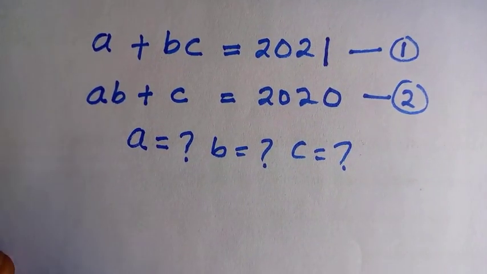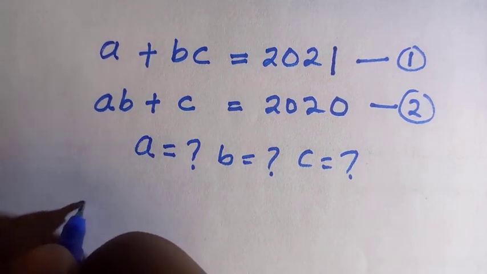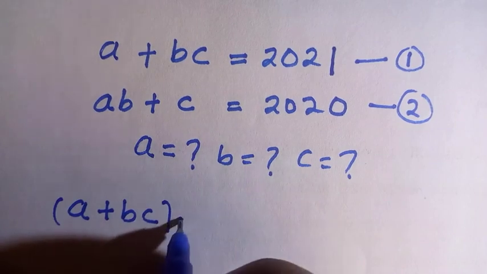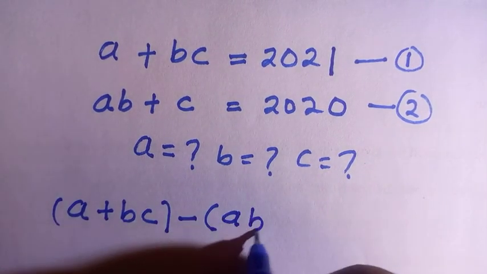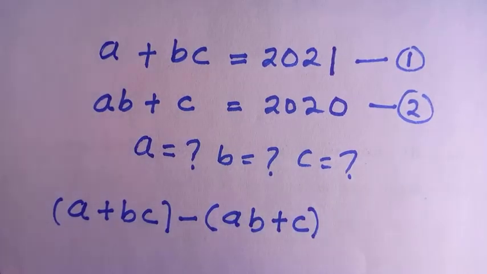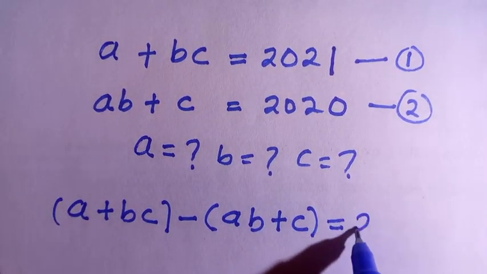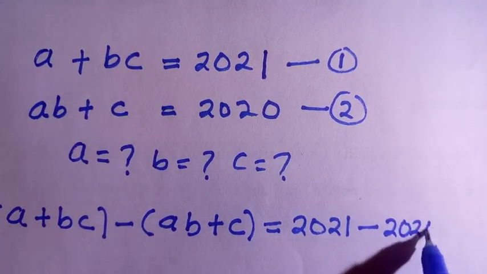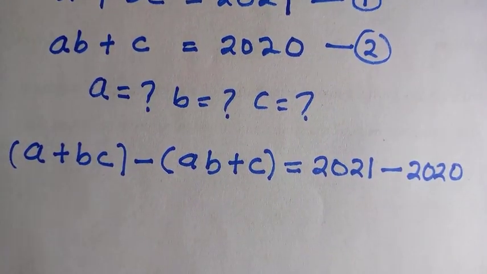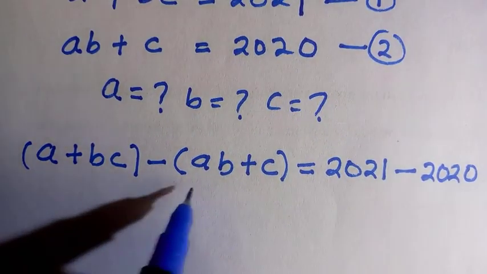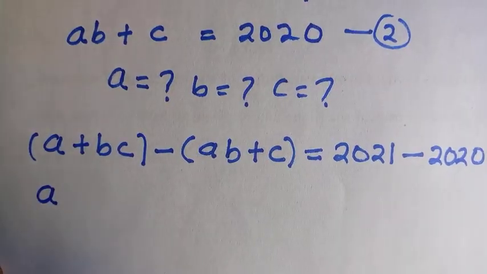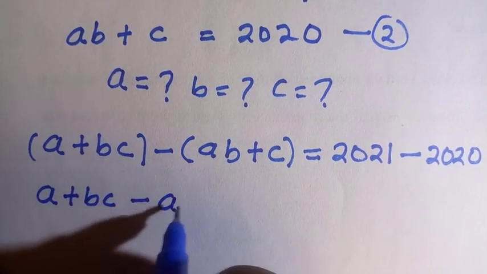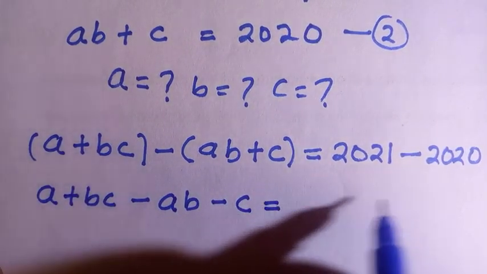So subtracting equation 2 from equation 1, we are going to have a plus bc minus bracket ab plus c equals 2021 minus 2022. Then by opening the parentheses, we have a plus bc minus ab minus c equals minus 1.